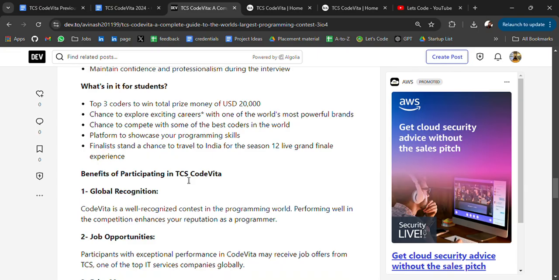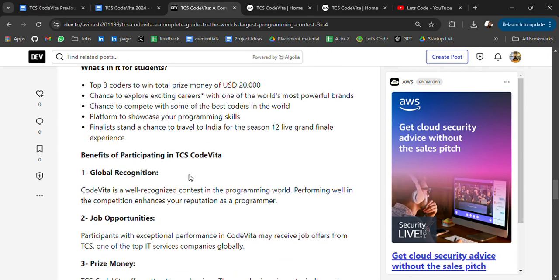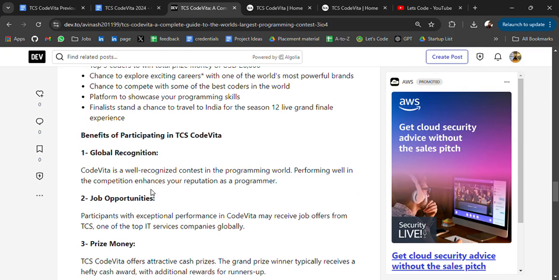Some other benefits: you will get global recognition. It's a great thing to be known worldwide as someone who has cleared or holds a good rank in TCS CodeVita. So for you, the job thing will not be a concern, because you are already a brand and a good coder. What companies are looking for, you already have, like being good in DSA and algorithms.